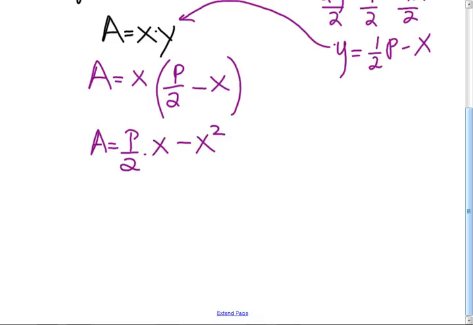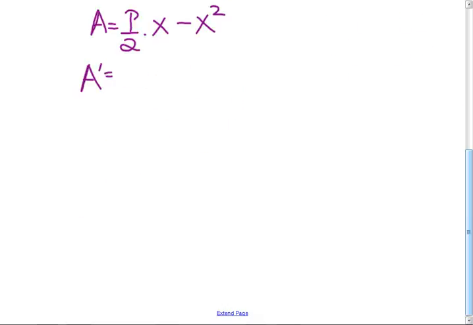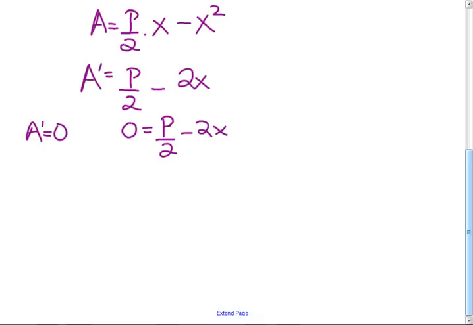Now what do we do? Take the derivative. So A prime is equal to what? The derivative of this one. P is just a number, like 1. So it's P over 2, or 1 half, minus what? 2x. Is this ever undefined? No, it's defined everywhere, but I want where A prime is 0. So 0 equals P over 2 minus 2x. So I'm going to add 2x to both sides. What's x equal to? P over 4.